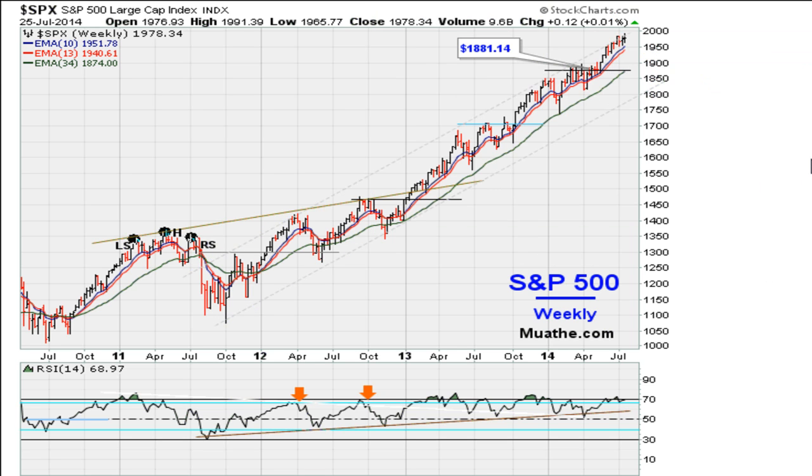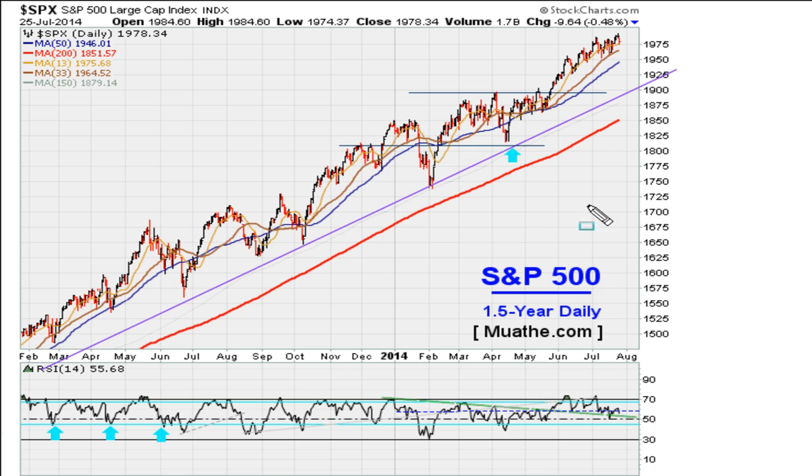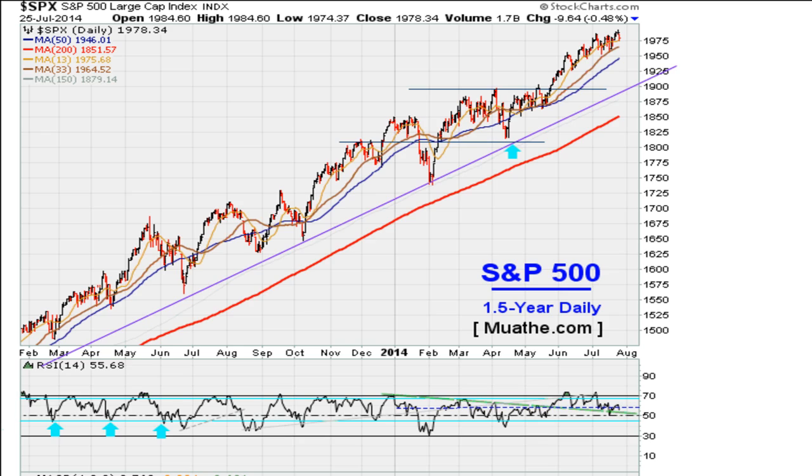If you go to the daily for the S&P 500, we see here higher highs in price on a daily chart, and yet the RSI has made a lower low. So that's not a good divergence and usually leads to a market going down.